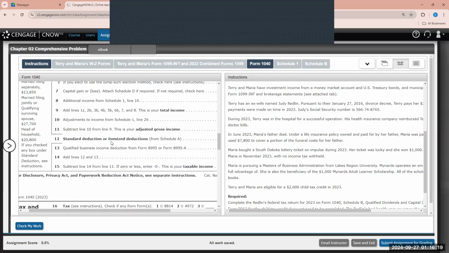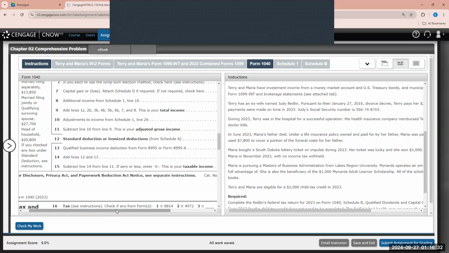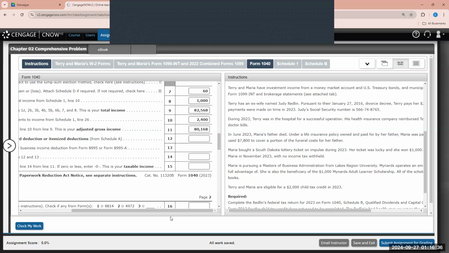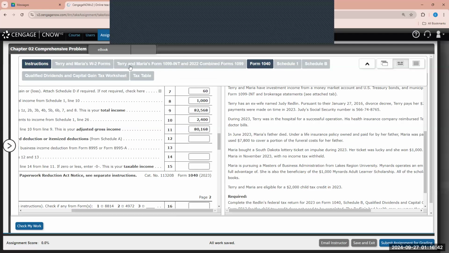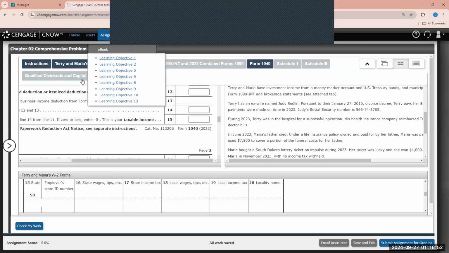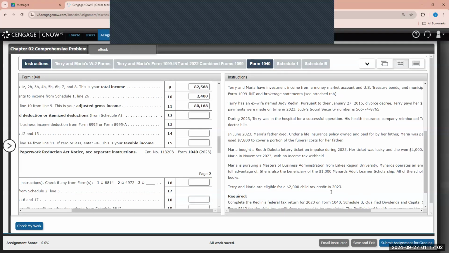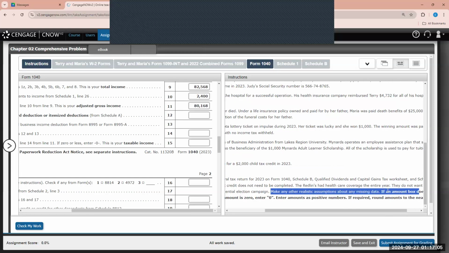they claiming the standard deduction or itemized deductions? So it just lets us know here, during 2023, Terry was in the hospital for a successful operation. His health insurance company reimbursed the $4,732. So it doesn't tell us anything about any medical expenses that were unreimbursed. State and local taxes, if we refer to the W-2, we see that they live in South Dakota, which is not subjected to state income taxes. So therefore, there's no state and local taxes. It doesn't mention anything about real estate taxes, mortgage interest, or charitable contributions. So therefore, as the fact pattern states, we can make any other realistic assumptions about missing data.